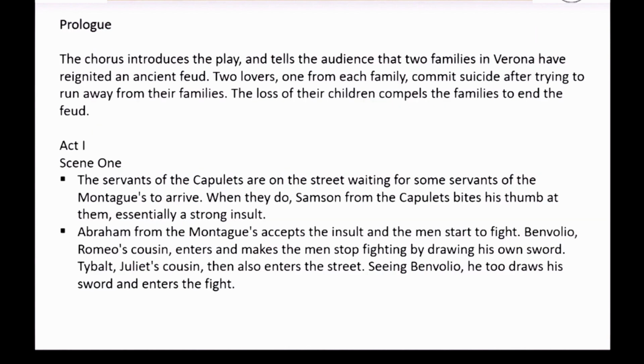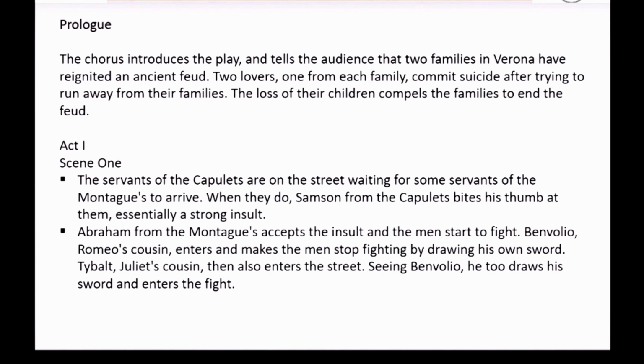So in the prologue, the chorus introduces the play and tells the audience that two families in Verona have reignited an ancient feud. Two lovers, one from each family, commit suicide after trying to run away from their families. The loss of the children compels the families to end the feud.